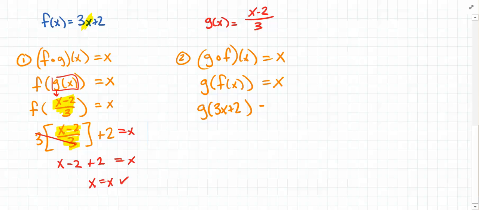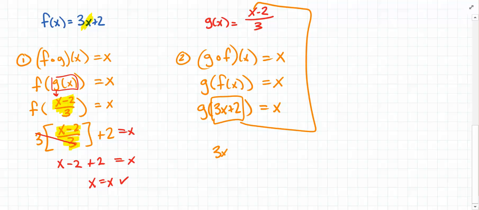What do I do with that 3x plus 2? I take this information, and I plug it right there into g. Okay? So I get 3x plus 2, and then I subtract 2, and then I divide all that by 3. And I want to show that that's equal to x. Is it? Yes, indeed. It totally is, right?